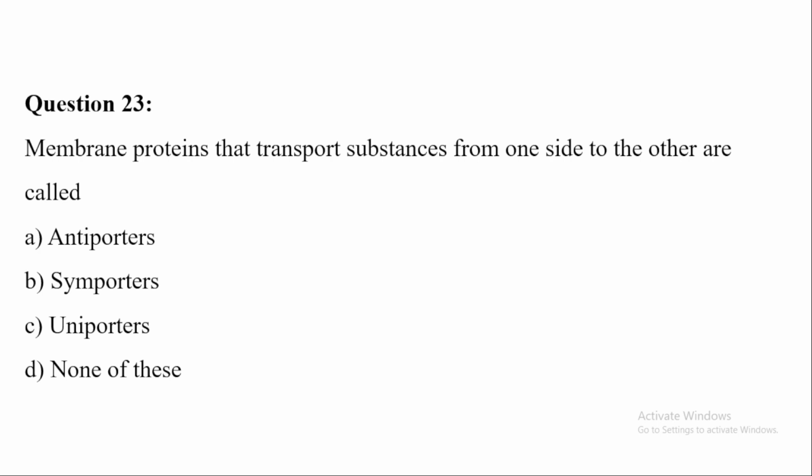Symporters means it can allow movement of two substances together in one direction. So symporters means similar or same direction. Antiporters means two different directions. So it can allow movement of one molecule from one side to the other and the other molecule from the other side to the previous one. So membrane proteins that transport substances from one side to the other are called uniporters.